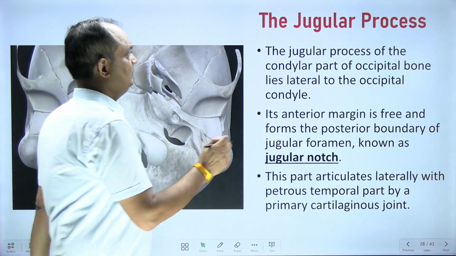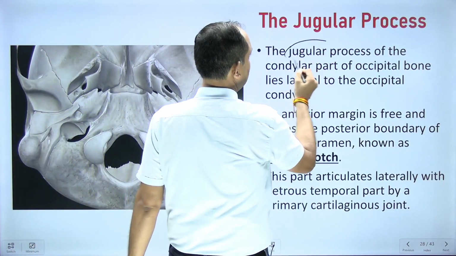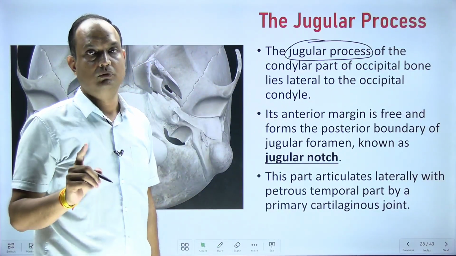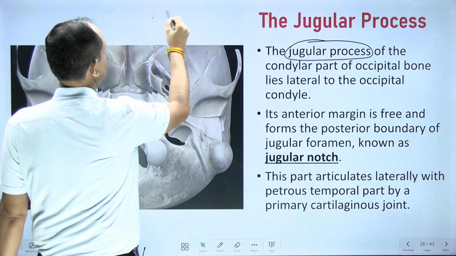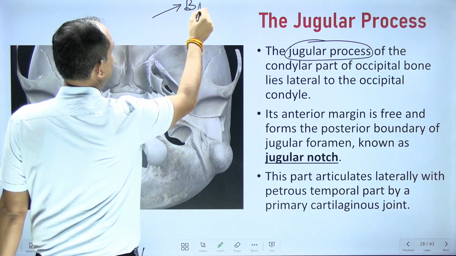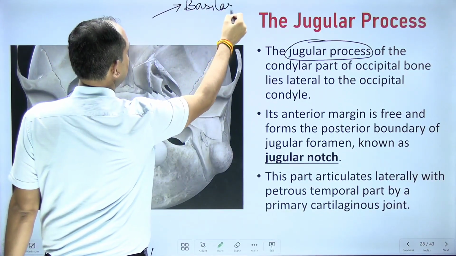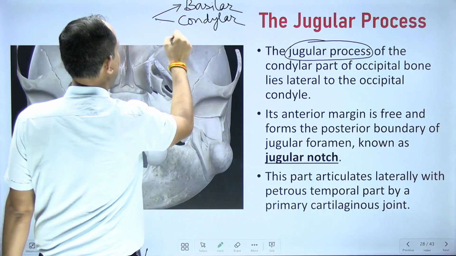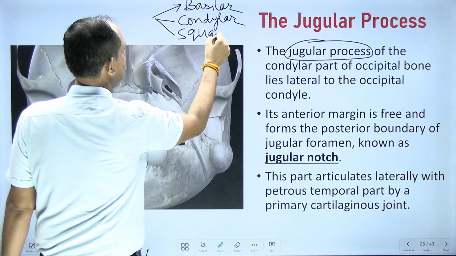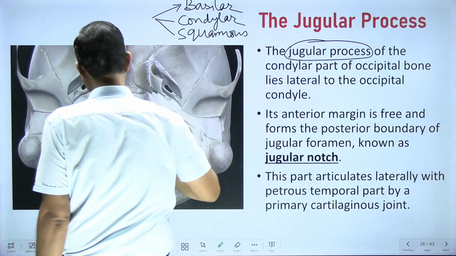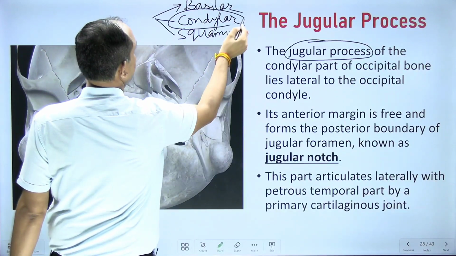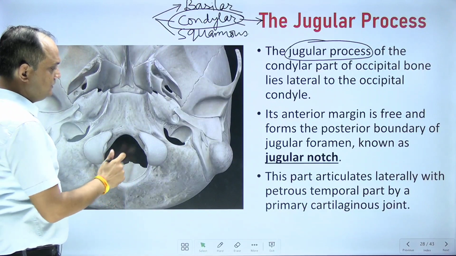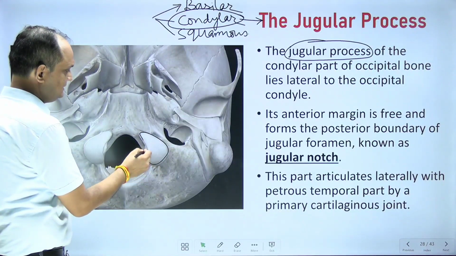Now, see, some of the students have this confusion that jugular process is a different part of your occipital bone. No, you have to keep in mind that we are talking about the basilar part of your occipital bone, the condylar part of your occipital bone, and the squamous part of your occipital bone. Now, in this condylar part, this jugular process comes. So, where is the condylar part? I just told you these are the occipital condyles, clear?